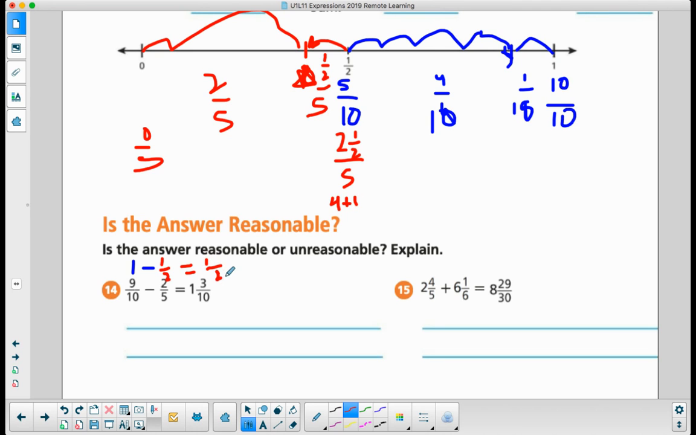So is their answer of 1 3/10 reasonable? No way. Not even close. So my answer here, I would say no. And then I would use that sentence starter from the beginning. 9/10 is close to, and this will never fit on here when I'm trying to write with this, but is close to 1.